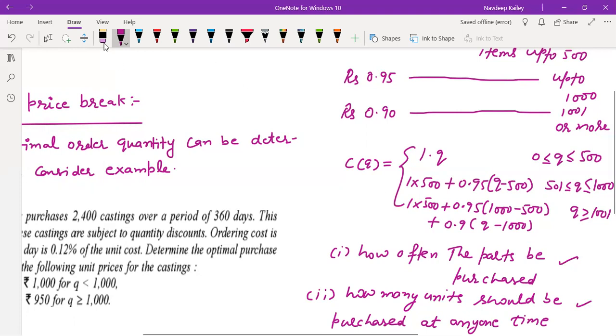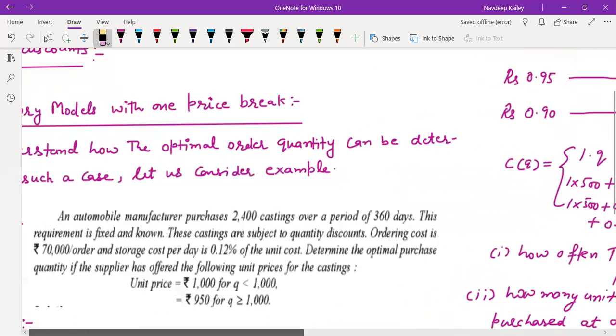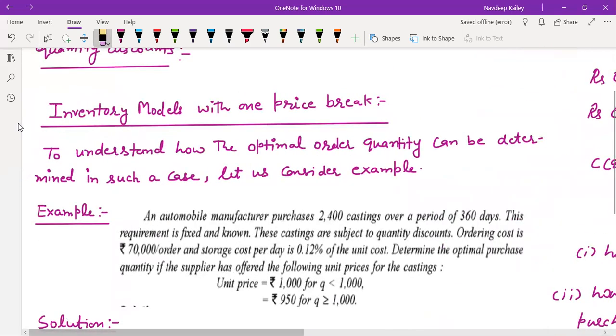Now I am going to discuss inventory models with the price breaks one by one. First, I am going to discuss inventory models with one price break. To understand how the optimal order quantity can be determined in such a case, let us consider one example.